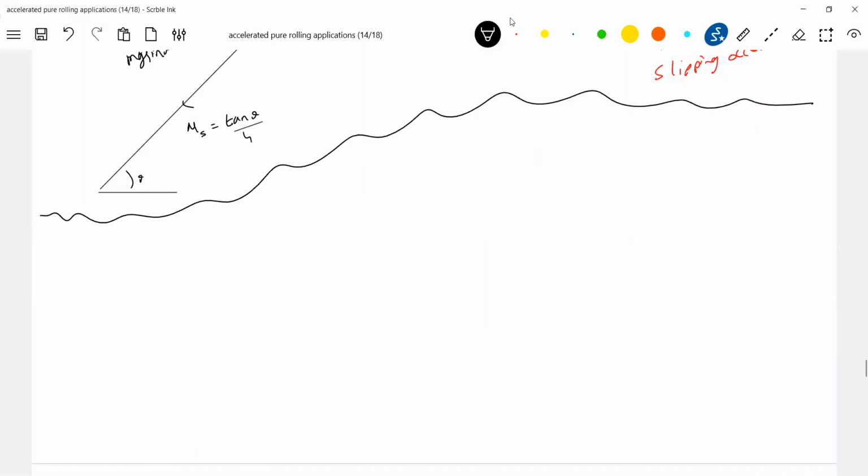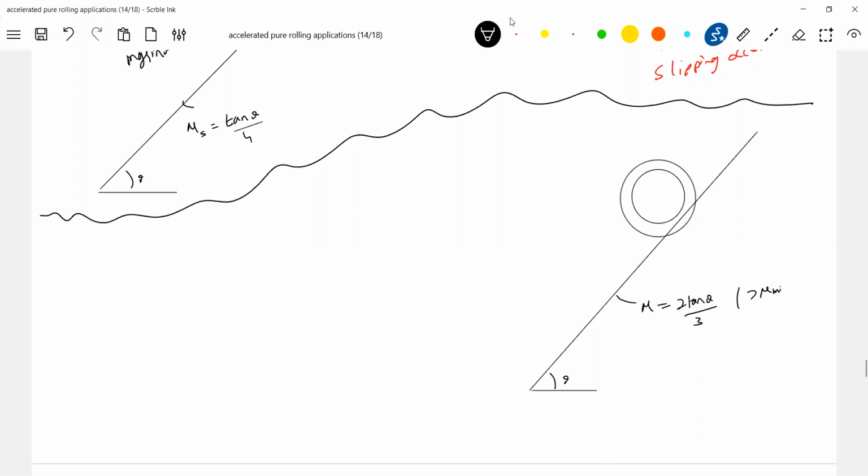Let me conclude here so that it will be easy for you. This is a ring. So now this is theta. What is the value of mu? Mu is 2 tan theta by 3. Is it greater than mu minimum? Yes, it is greater than mu minimum. What friction will act here? Rolling friction.